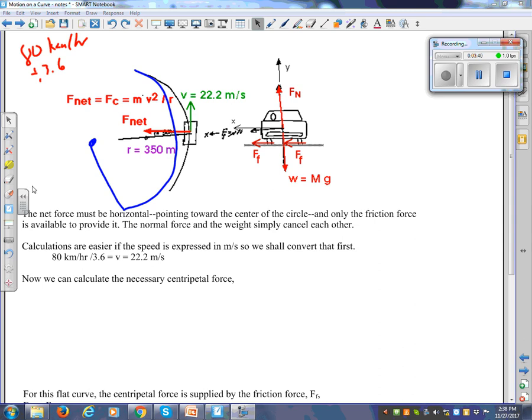The net force must be horizontal, pointing towards the center of the circle, and only the friction force is able to provide it. So the normal force and the weight simply cancel each other out. Calculations are easier if we express it in meters per second. Now we calculate the necessary centripetal force.